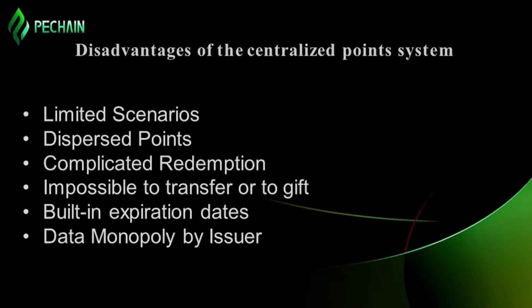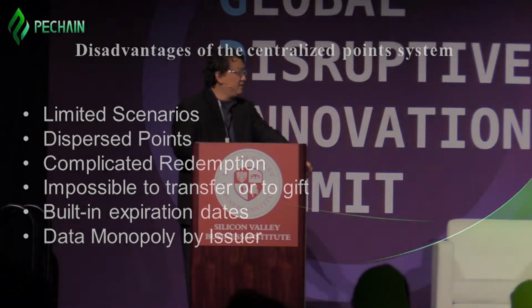So they offer very limited scenarios. The points are dispersed among various issuers. For example, you cannot pool, let's say, your American Airlines points with Singapore Airlines and so on. And there are other shortcomings such as complicated redemptions. They are almost impossible to transfer or to gift. And there are built-in expiration dates, and there's also data monopoly by the issuer.